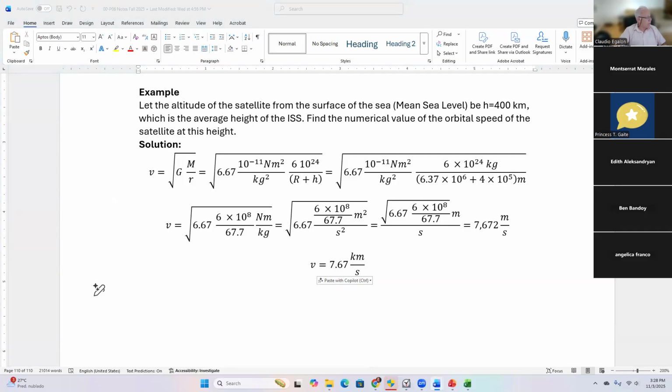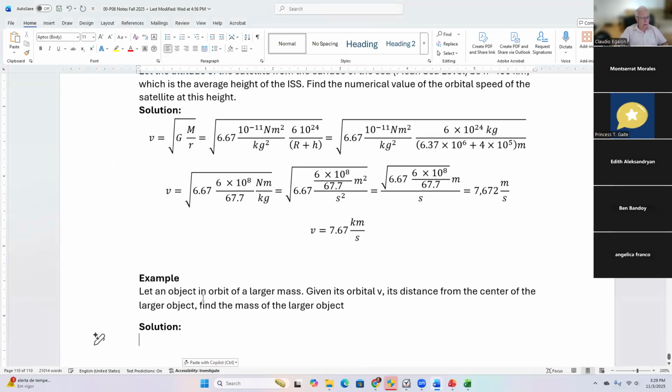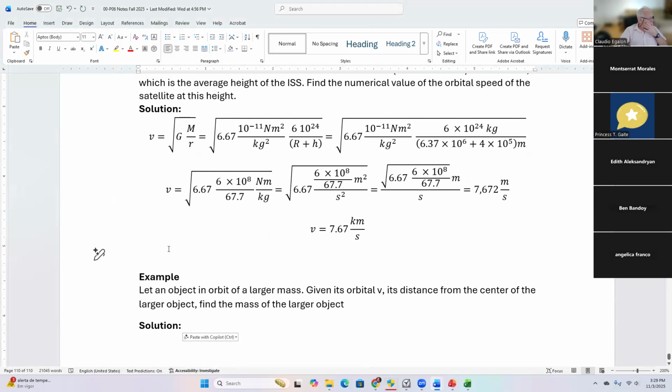Okay, and that's the orbit. We have another example here. Here's an example of how to find the mass of a planet. Astronomers do this type of thing, how to find the mass of the sun, for instance.